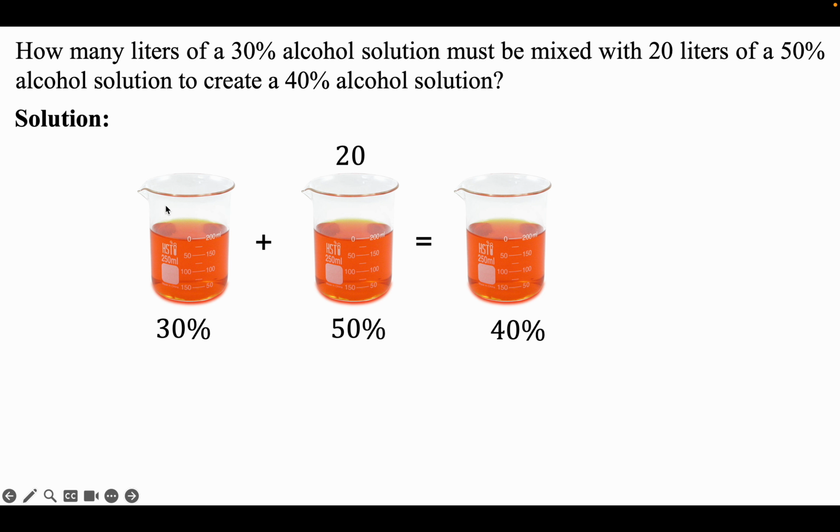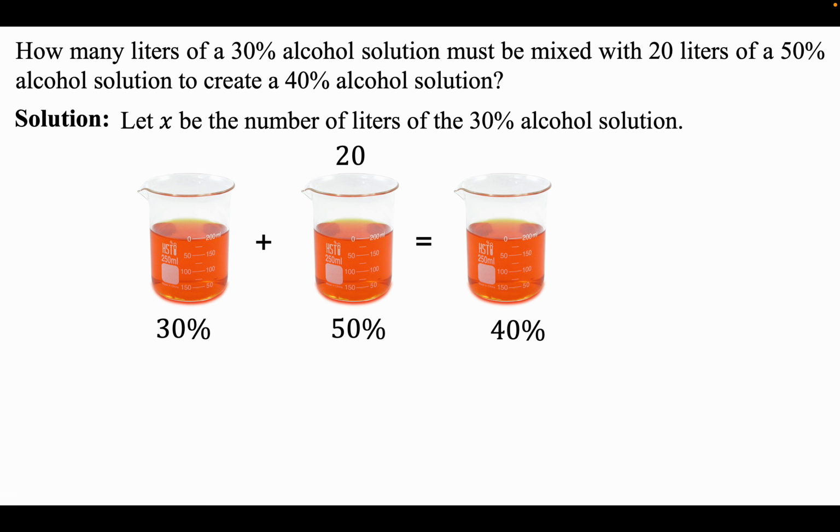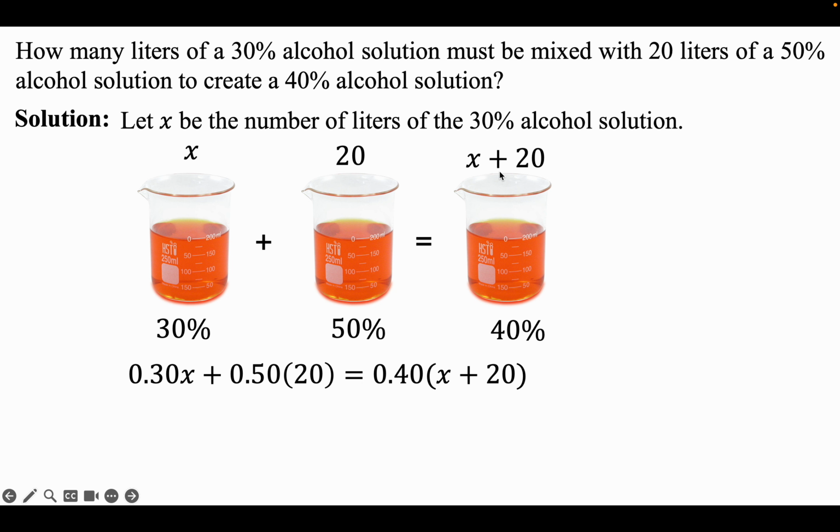We don't know how much volume we have here. So let's let X be the number of liters of the 30% alcohol solution. Now the final volume should be the sum of those two volumes. So that would be X plus 20. Now let's create an equation. Concentration times volume plus the concentration times volume should be the final concentration times the final volume. So we have the following. And then we can multiply this. 0.5 times 20 is 10, and then I can distribute this 0.40 to get this new equation.